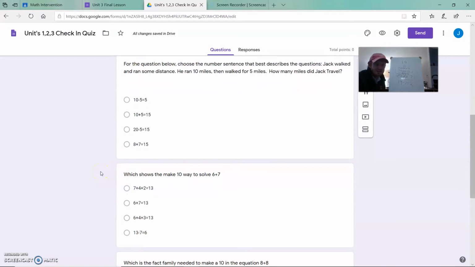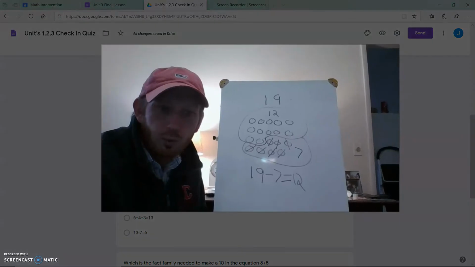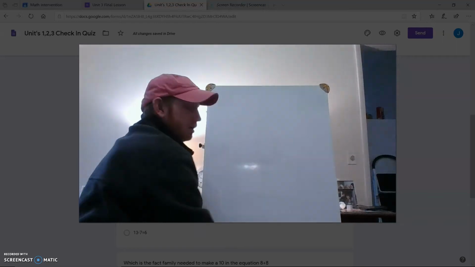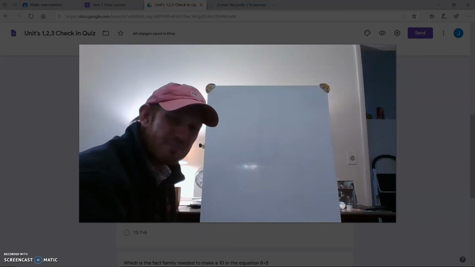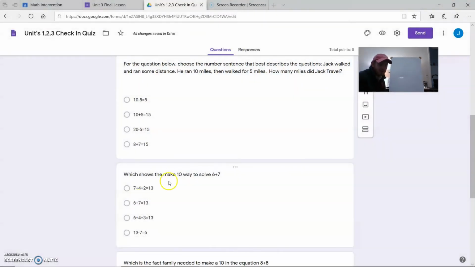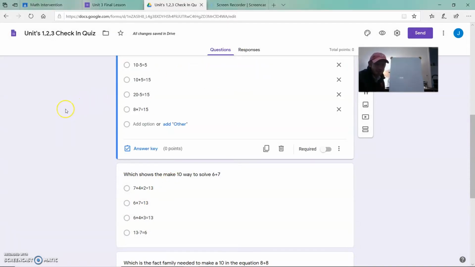The next question says, for the question below, choose the number sentence that best describes the question. Jack walked and ran some distance. He ran 10 miles, then he walked 5 miles. How many miles did Jack travel? All right, well, I'm going to do this one on a number line because that kind of makes more sense to me. So the first thing that we know is that Jack traveled, or he ran 10 miles.